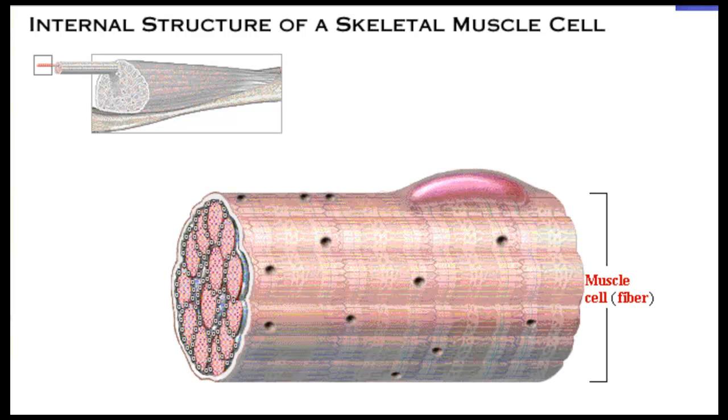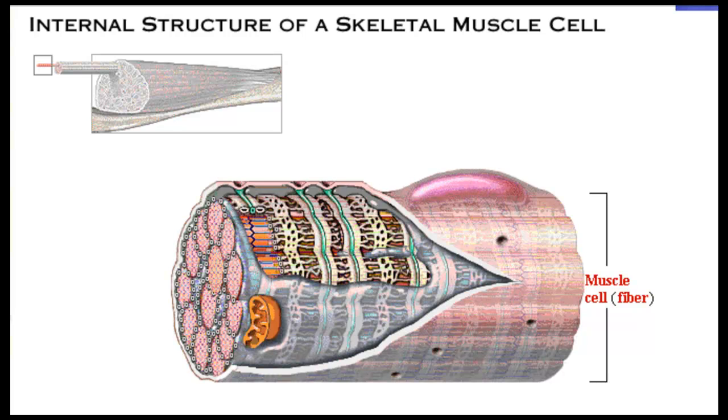Because skeletal muscle cells are elongated, they are often referred to as muscle fibers. Let's look at the internal structure of these unique cells. The nucleus is the cellular structure that contains the genetic material. The sarcolemma is a specific name for the plasma membrane of the muscle cell.